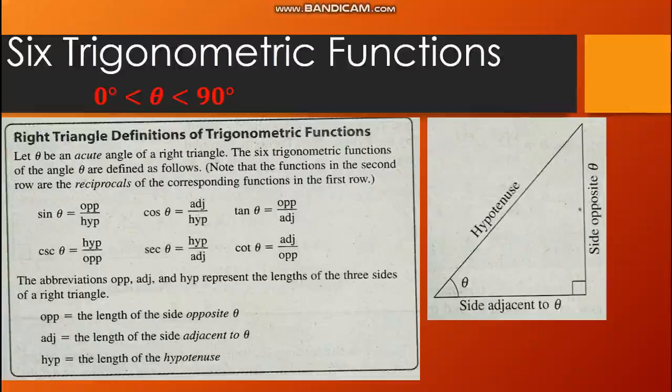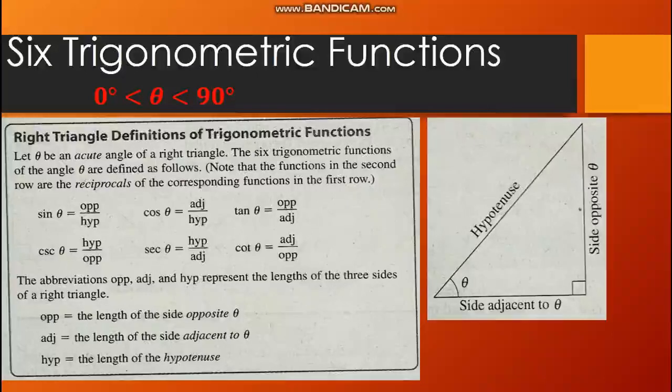Now, for sine theta, that is opposite side over the hypotenuse. For cosine, we have adjacent side over the hypotenuse. And for tangent theta, we have opposite side over the adjacent side. Now, take note, sa second row natin, yun yung reciprocals of the first 3 trigonometric functions. Okay, yung OPP natin is opposite of theta. ADJ natin, yun yung length of the side adjacent to theta, and HYP, length of the hypotenuse.